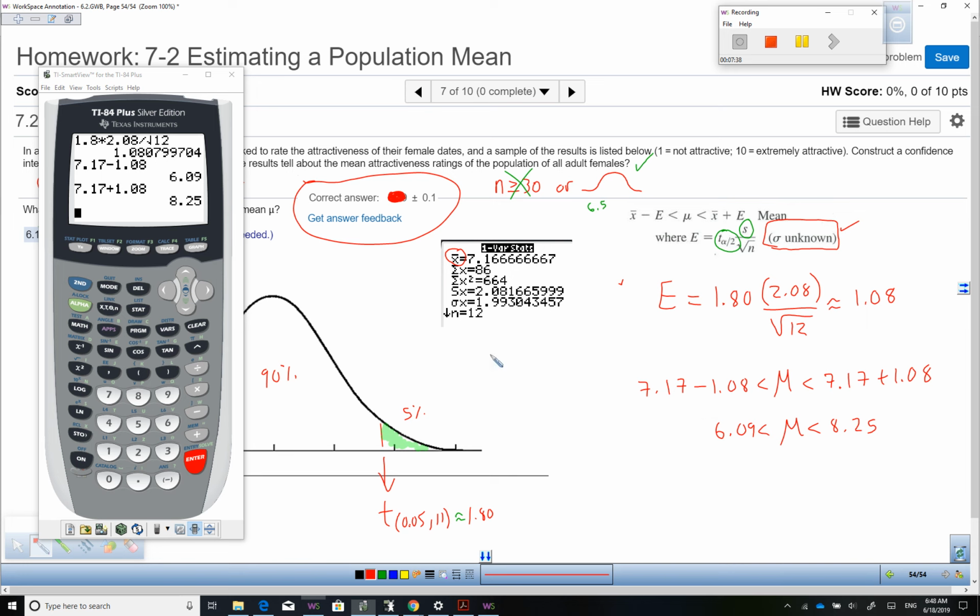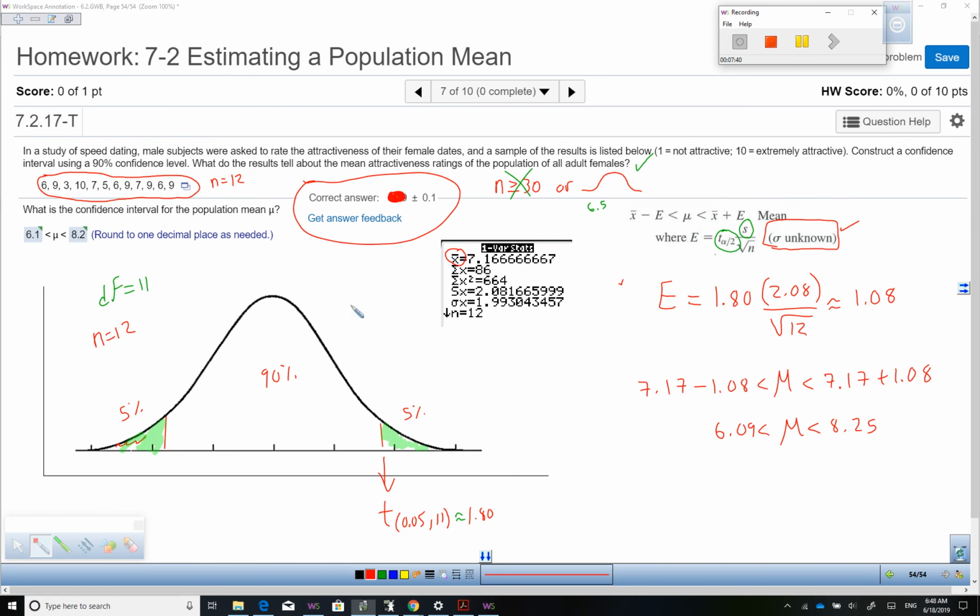Okay, so this will be the confidence interval. They want this confidence interval rounded to the first decimal place, so let me type 6.1, and this limit will be 8.3. Okay, if you're off by 0.1 unit, the computer will take it right. This is the tolerance for the answer right here. Don't worry if you don't get 8.2. If you get 8.3 or you get 8.1, the computer will mark it right.